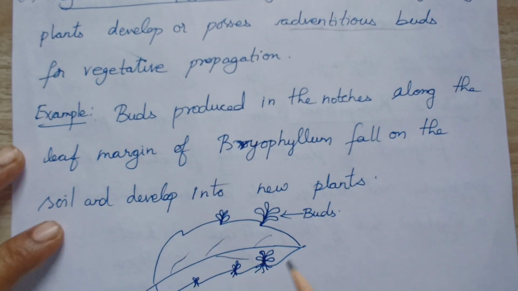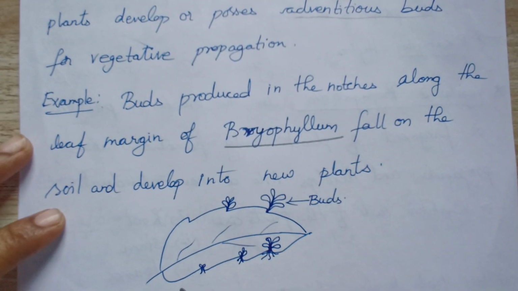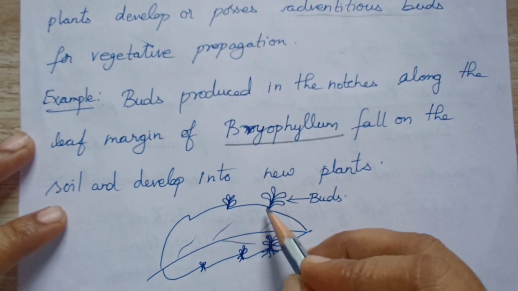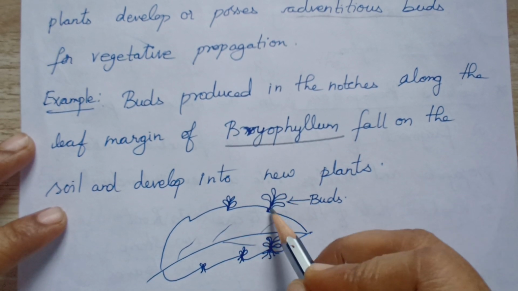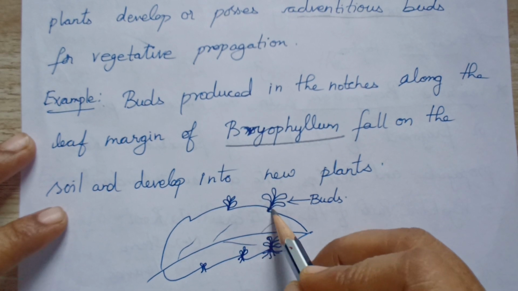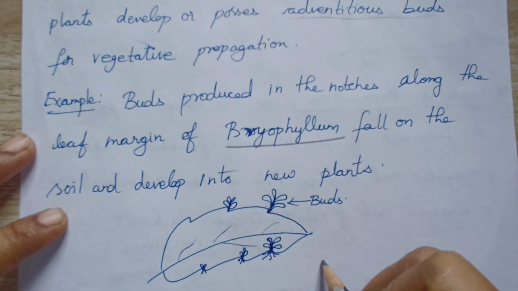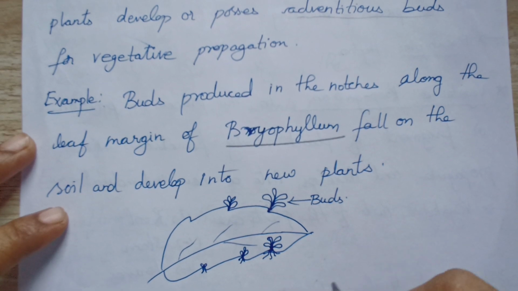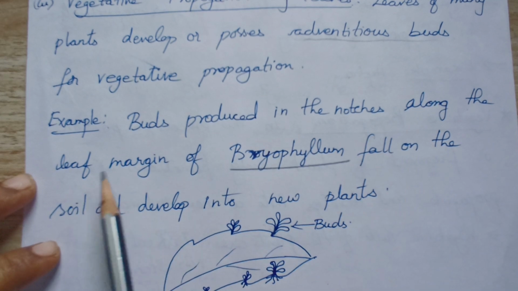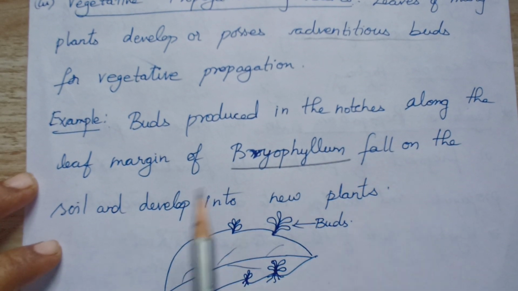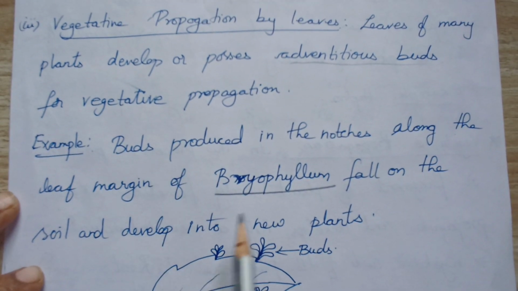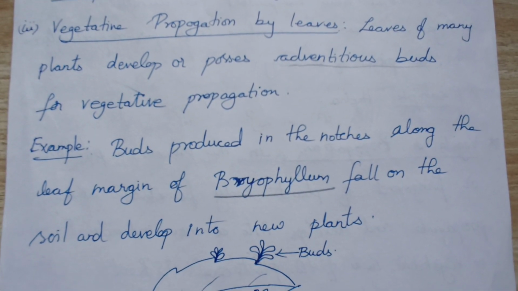So you can see in the bryophyllum leaf, in the notches, some small buds will grow. Once matured enough, or when it is not able to withstand the weight, it will fall down into the soil, and it will grow as a new plant. Buds produced in the notches along the leaf margin of the bryophyllum fall on the soil and develop into a new plant. Bryophyllum is an example of vegetative propagation by leaf.